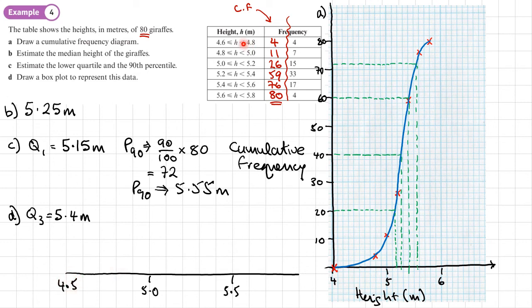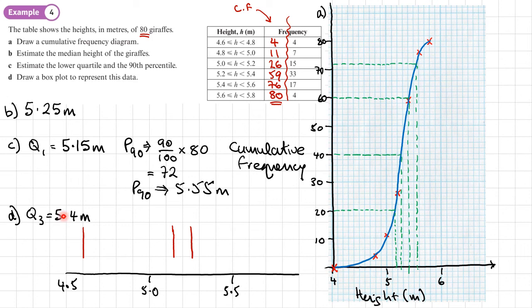Okay, so here's my scale ready for me to put the values on. So the lowest value is the first value in the table, which is 4.6. So we will put a line here. Then we have our lower quartile. I've got as 5.15. So that will be a value that I put here, 5.15. Then my median was here. That was 5.25. So 5.25 is going to go here, like that.